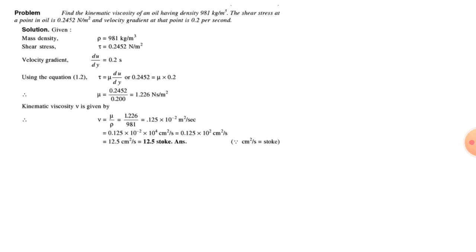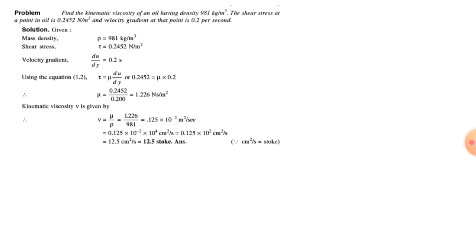Another problem: find the kinematic viscosity of an oil having density 981 kg per meter cube. The shear stress at a point in oil is 0.2452 Newton per meter square and the velocity gradient at that point is 0.2 per second. Solution: the given data in the problem is mass density rho equal to 981 kg per meter cube, shear stress tau equal to 0.2452 Newton per meter square, and the velocity gradient du divided by dy equal to 0.2 per second.